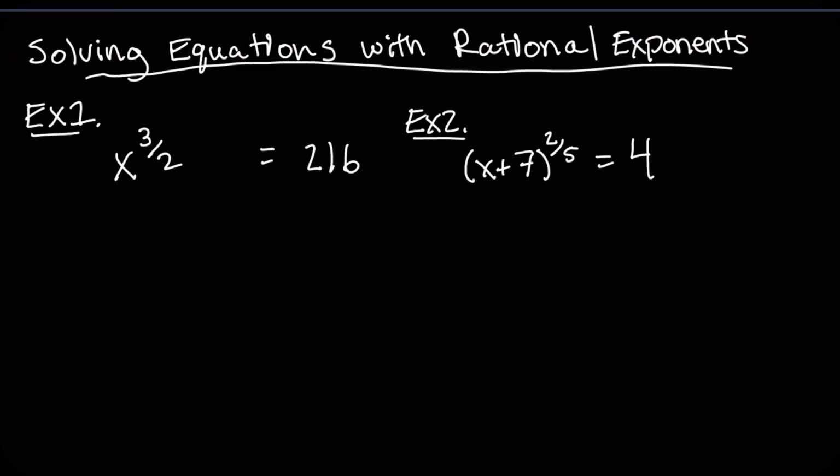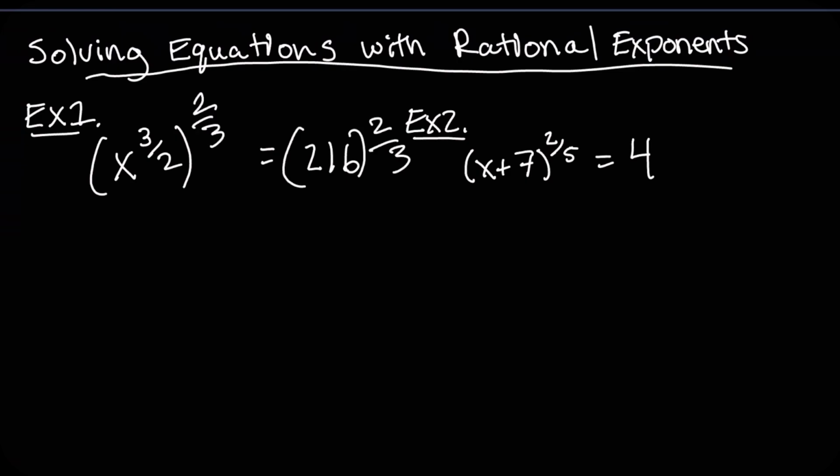Next, let's look at solving equations with rational exponents. So we're given x to the 3 divided by 2 is equal to 216. So in order to get rid of this 3 divided by 2 power, we want to go ahead and take both sides and raise that to the 2/3.